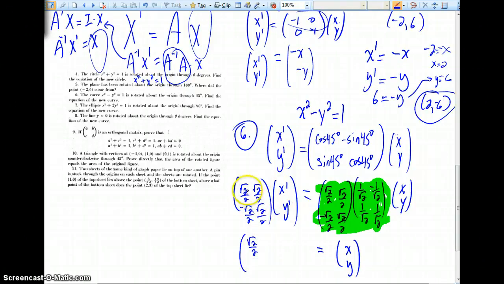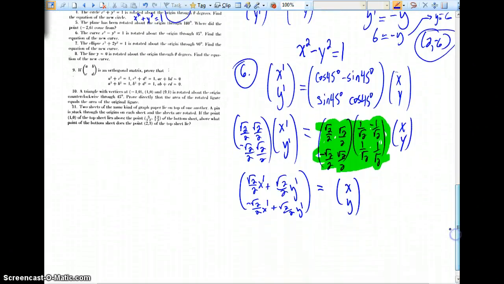Row by column: root 2 over 2 times x prime plus root 2 over 2 times y prime. How about down below? Negative root 2 over 2 x prime plus root 2 over 2 y prime. Okay, so what are we seeing? We have equations for x and for y. What am I really getting at? You don't have to write this as a matrix. You could just say, hey, look, this is my x, this is my y.